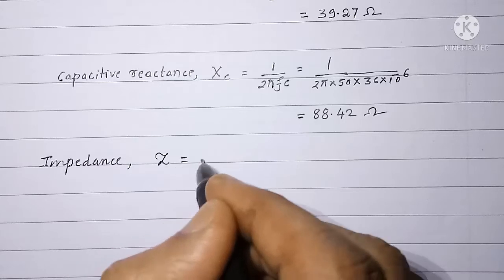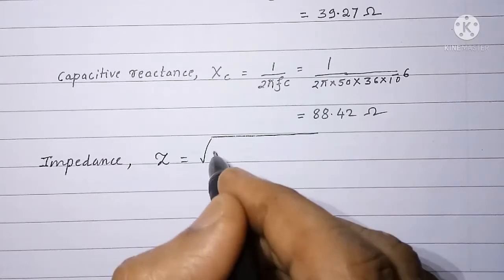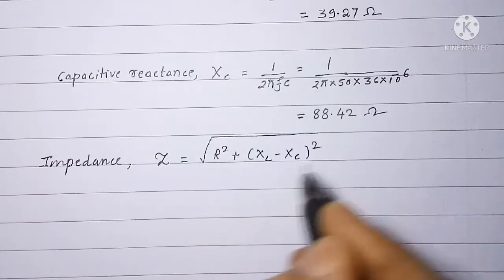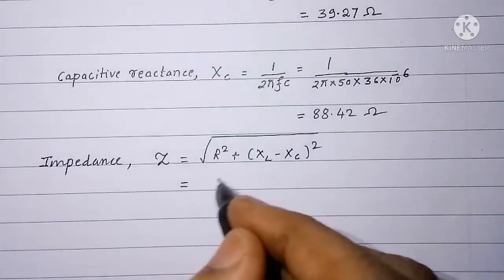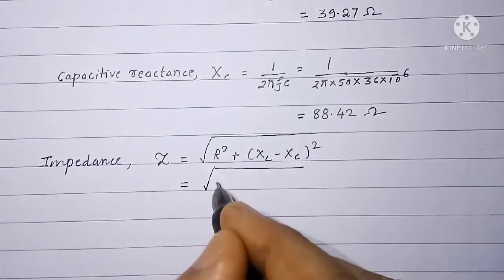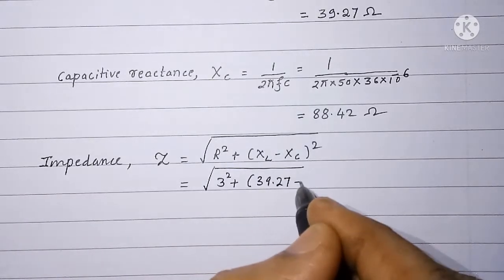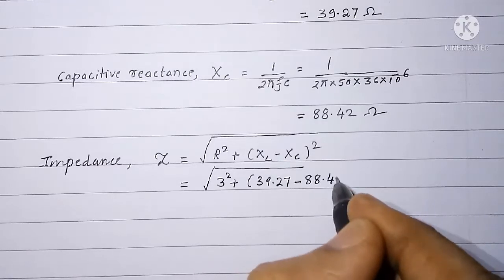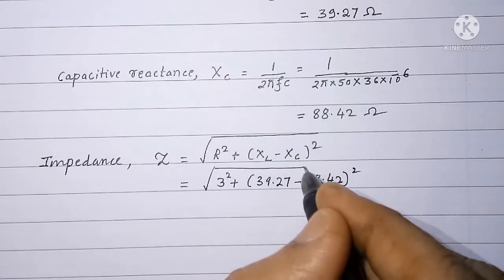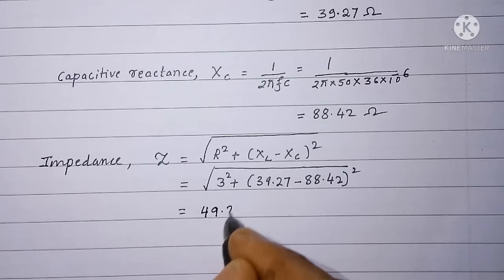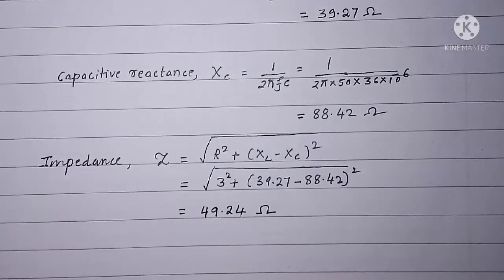Impedance Z is equal to under root R square plus XL minus XC square, that is equal to under the root 3 square plus 39.27 minus 88.42 whole square. On simplification, 49.24 ohms.